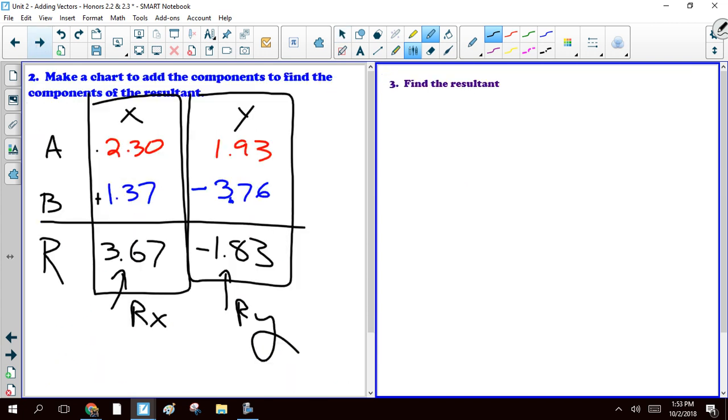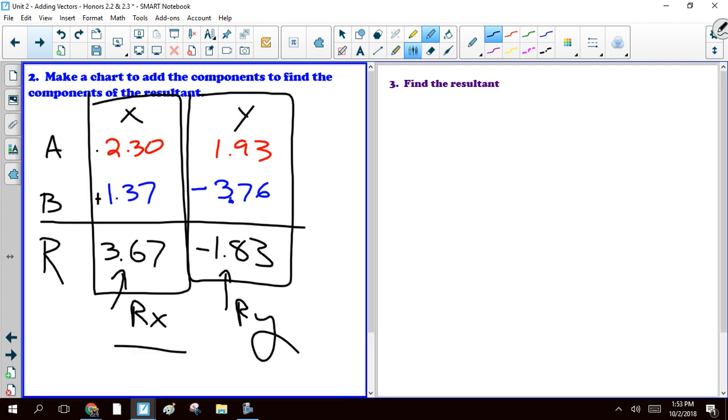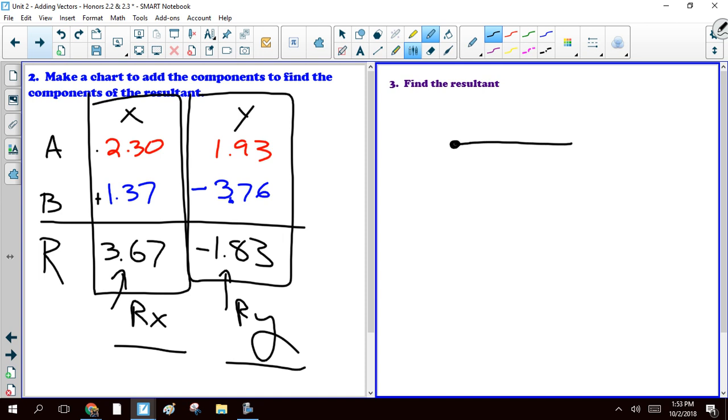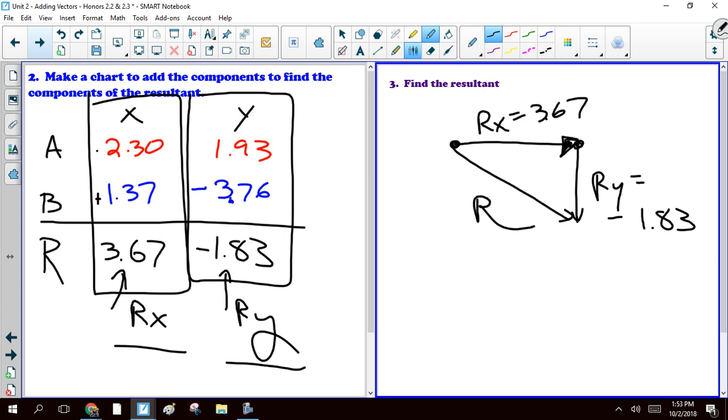Okay. So now we can find the result. My resultant is a vector that has a horizontal component of 3.67 and a vertical component of 1.83. So draw it. I always draw the horizontal component first. It doesn't really matter. So here we go. Rx, 3.67. Ry, negative 1.83. Notice head to tail. Here's my R. So now you just do your Pythagorean theorem to find the magnitude of R: 3.67 squared plus 1.83 squared, add them, square root it, and you get 4.1 miles.